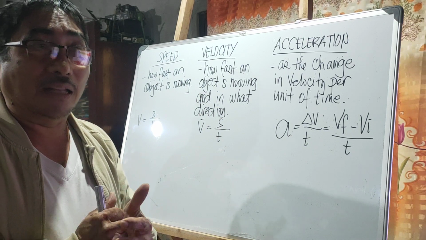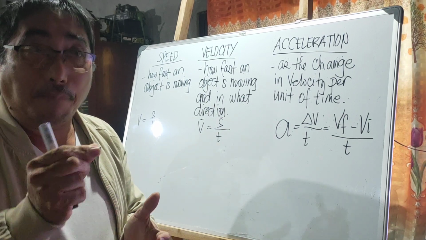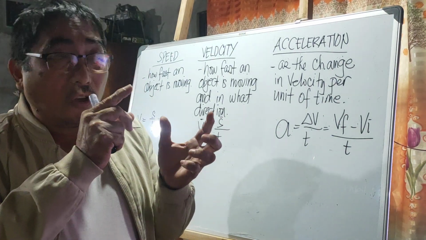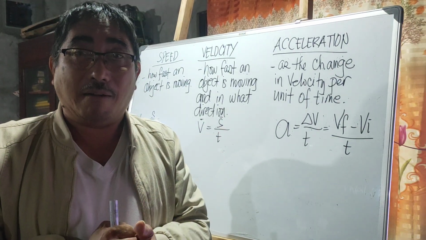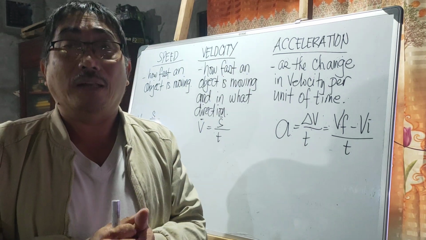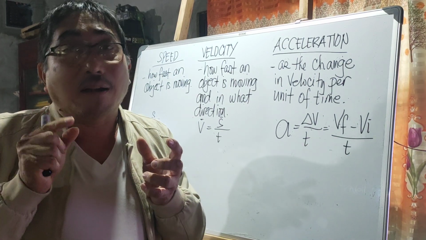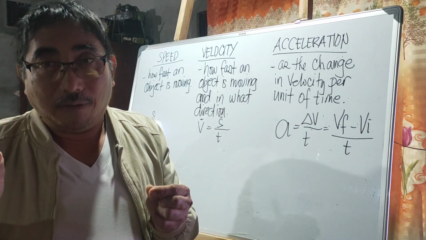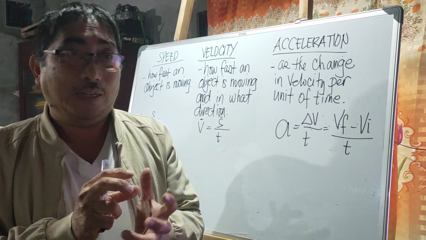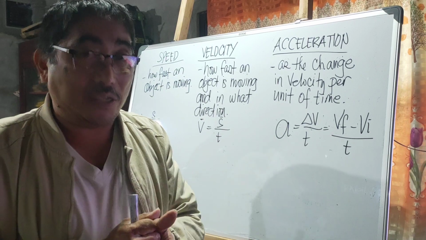Halimbawa, ang sinabi natin, ang speed is 100 kilometers per hour. That's complete already, period. Pero pag sinabi natin na velocity, at sinabi mong your velocity is 100 kilometers per hour, kailangan lagyan natin ng direction. Because velocity is a vector quantity. So, if your velocity is 100 kilometers per hour, north. Or 100 kilometers per hour, south. Or 120 kilometers per hour, 30 degrees north of east.